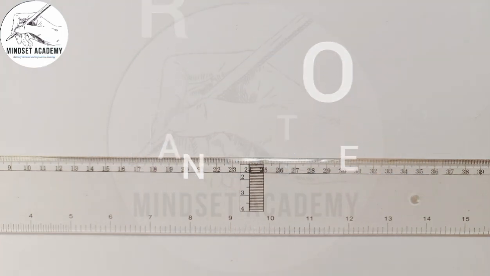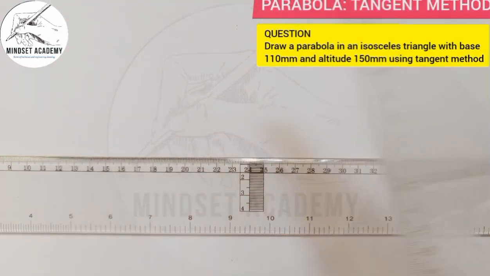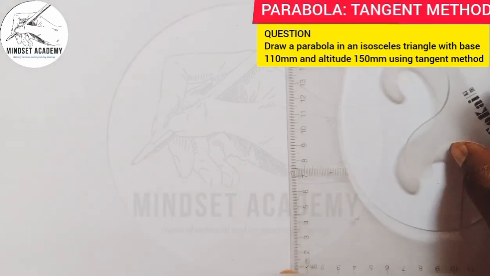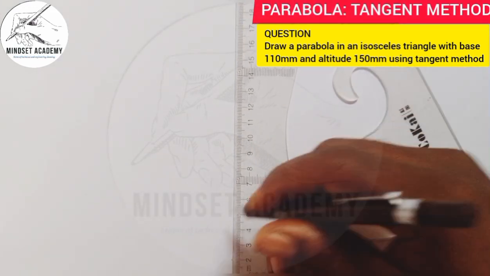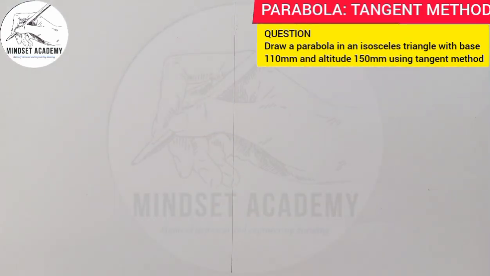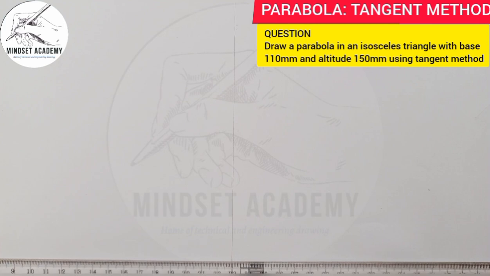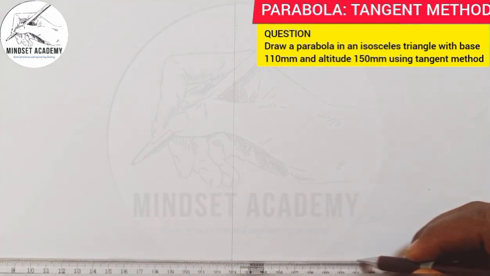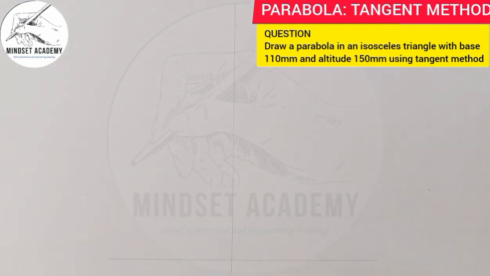So the first thing you do is draw your y and x axis, depending on the question. Now you draw your y axis this way, and you draw your x axis this way. You can see that.